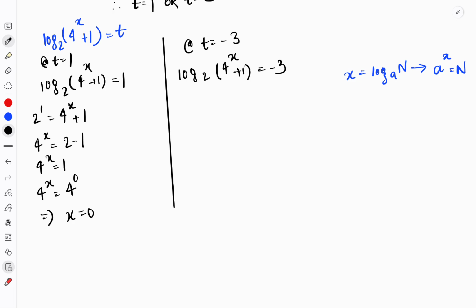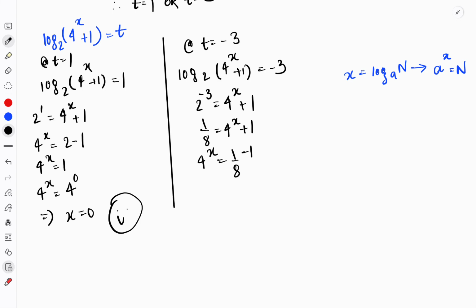Okay, that's totally possible. I like it. Alright, now let's see with minus 3 what do we get. Using the same funda, we get 2 power minus 3 is equal to 4 power x plus 1. Alright, this becomes 1 upon 2 cubed, which becomes 1 by 8. Alright, so I'm just going to write it directly. 4 power x plus 1. This becomes 4 power x is equal to 1 by 8 minus 1.